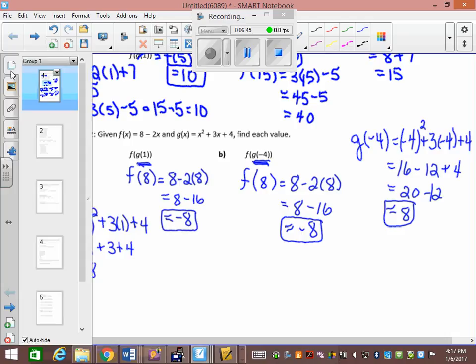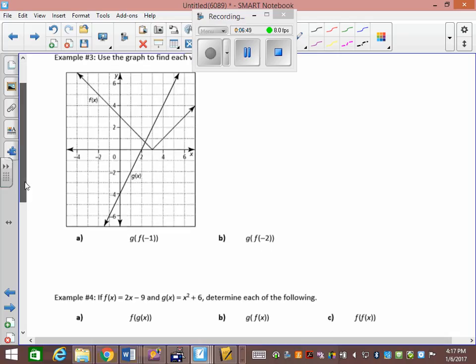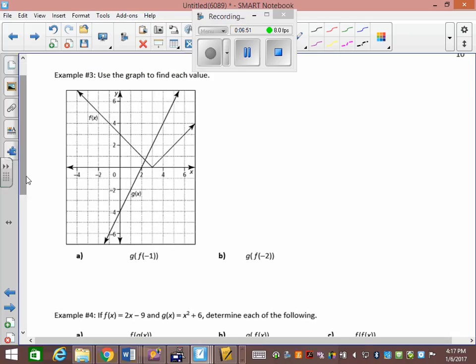All right, next page. Now for using the graph, instead of us solving for f of negative 1 from an equation, we're going to find the value of f of negative 1 off the graph. The f is not the straight line, it's the absolute value function graph. So it's this one here.